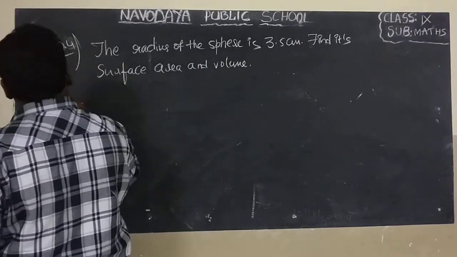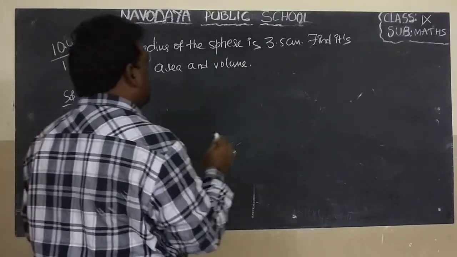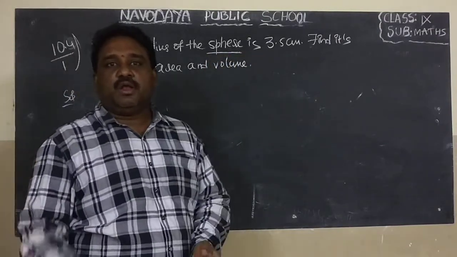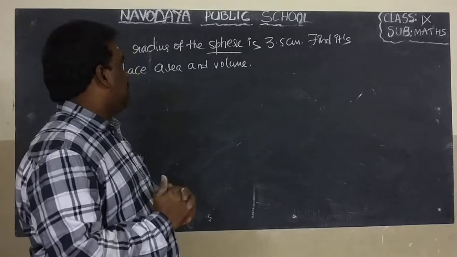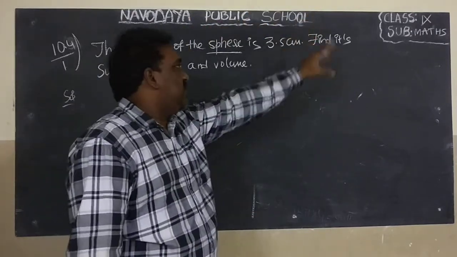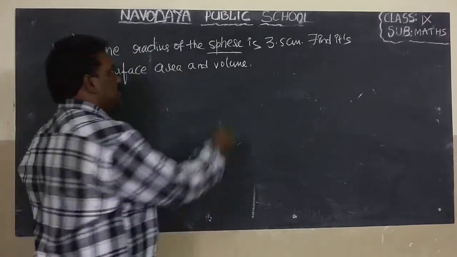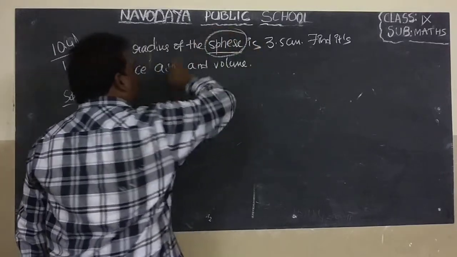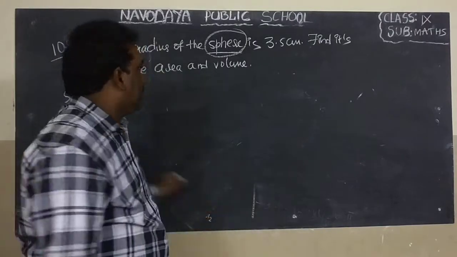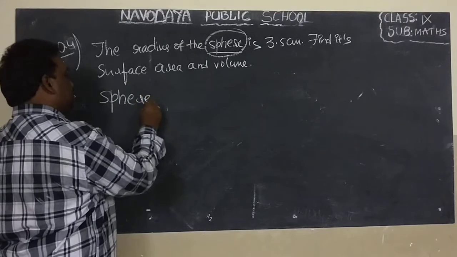So write the problem and read the problem. You know what are the examples for sphere? Football, cricket ball, laddu. They are the examples for sphere. The radius of the sphere is 3.5 centimeters. Find its surface area and volume. The problem is about sphere. What are the examples for sphere? Football, globe, laddu, etc.